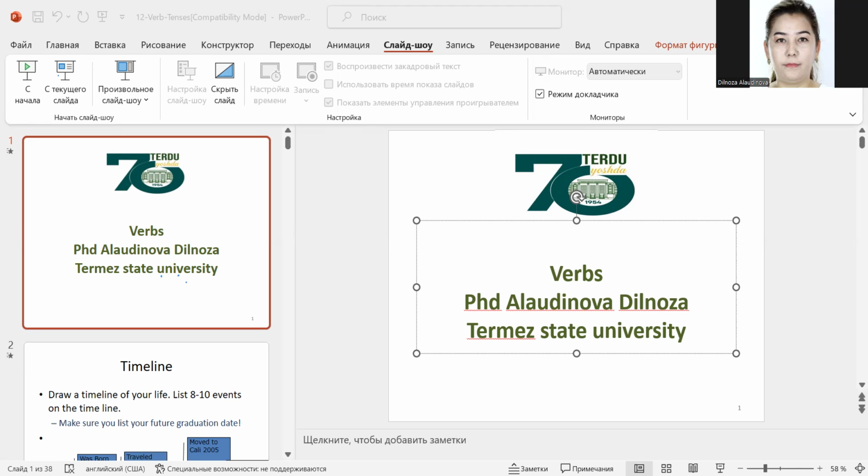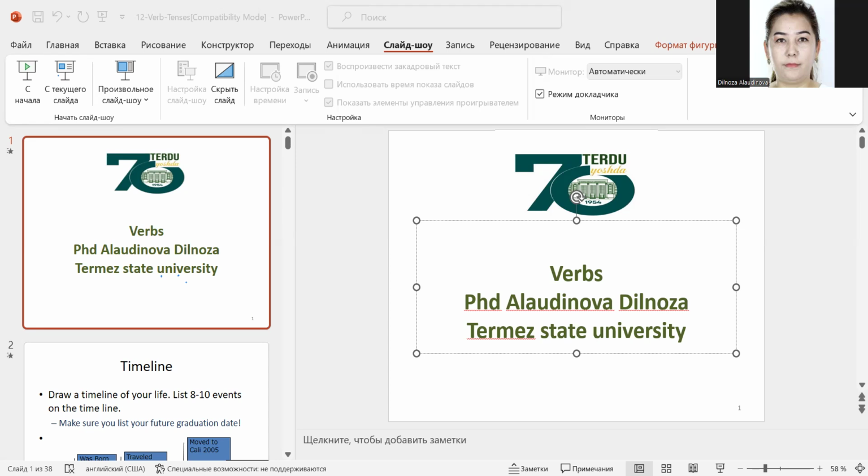Future continuous. This tense is used to describe an event or action that will occur over a period of time at a specific point in the future. I will be teaching ESL 40 at 10 a.m. tomorrow. They will be moving their furniture out of the house by the time you arrive tomorrow.